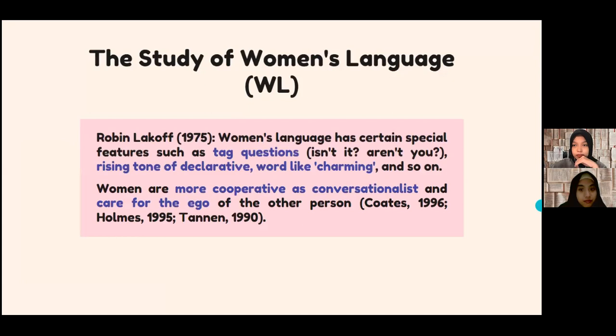The classic study of this is by Robin Lakoff about women's language, who says that women's language has certain special features, such as tag questions, isn't it, aren't you? Rising tone of declaratives, words like charming, and so on. And later, some scholars suggested that women are more cooperative as conversationalists and care for the ego of the other person. Language and gender can be studied in relation to the media, the workplace, the classroom, and in discourses of various kinds.